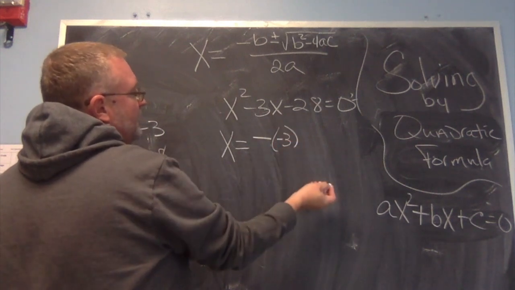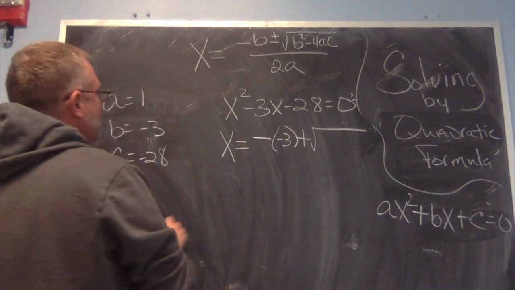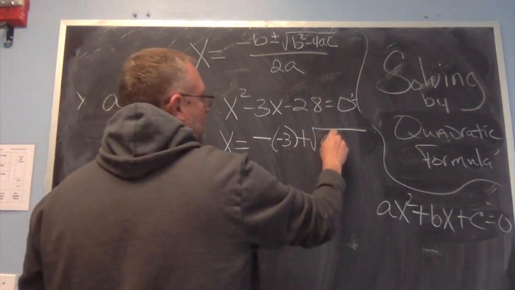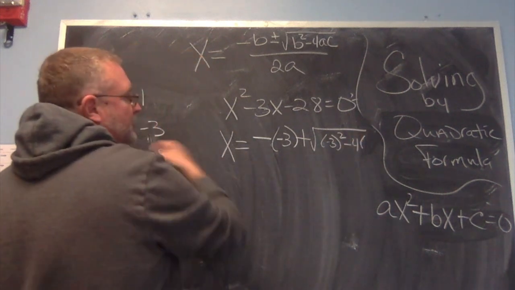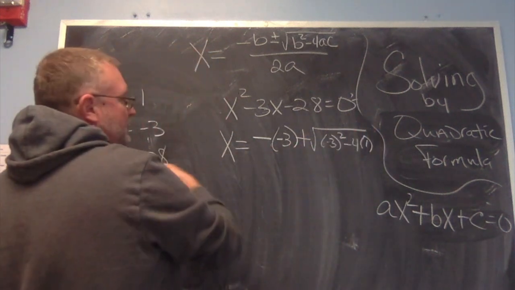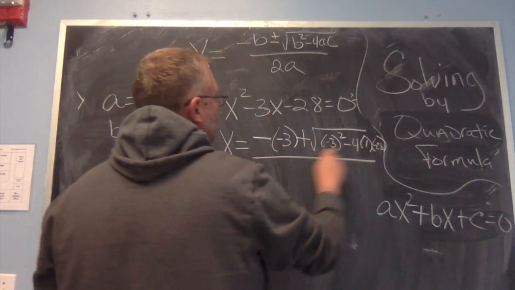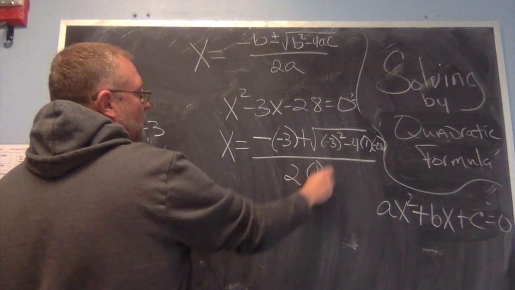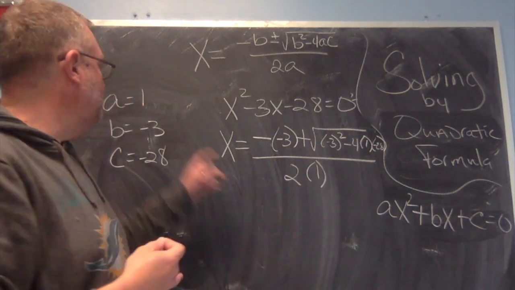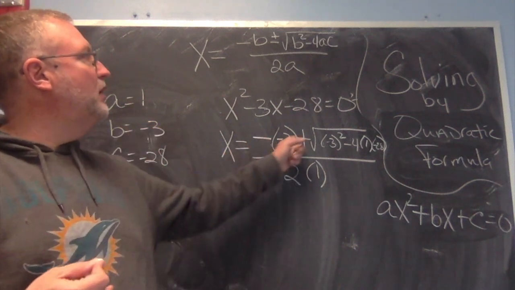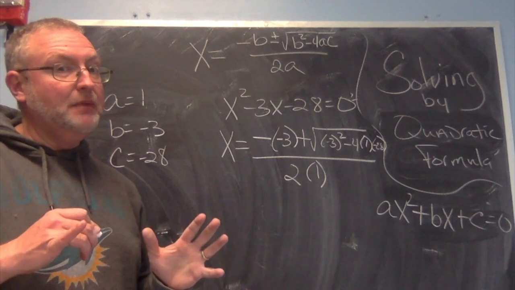So a -3, we're going to do the positive, plus the square root of b squared, -3 squared, minus 4 times a, which is 1, times c, which is -28, over 2 times a, which is 1. Now, did you watch? You may need to rewind that, but all I did was I took what a, b, and c equal and plugged them in where a, b, and c were, keeping my negatives in mind.